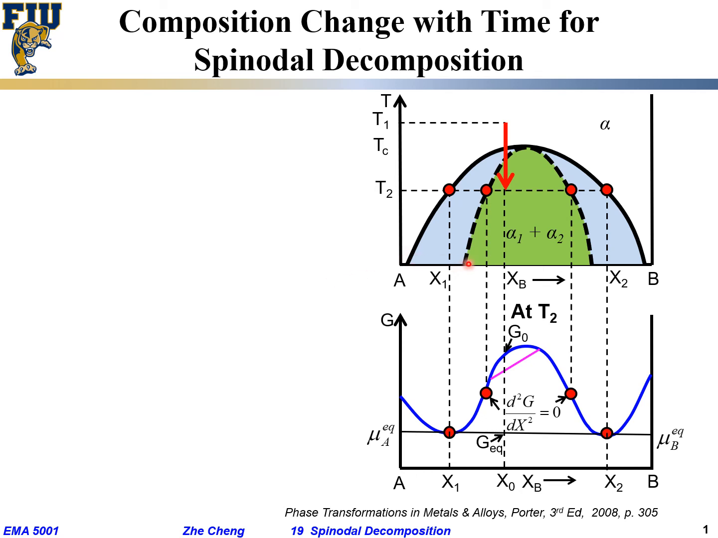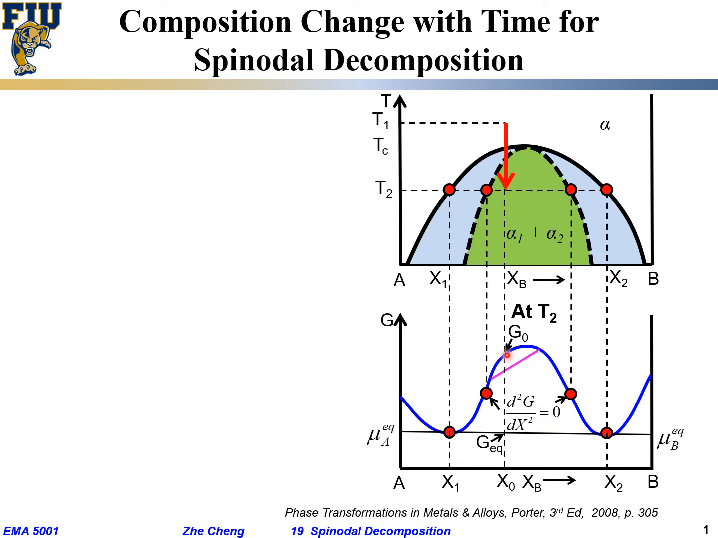So this is what we have, right? Phase diagram and the corresponding Gibbs free energy versus composition curve. And we said our initial composition x0, right? x0 is between the so-called inflection points of the Gibbs free energy versus composition curve. So within the inflection points, we have so-called negative curvature. The second derivative is less than 0.